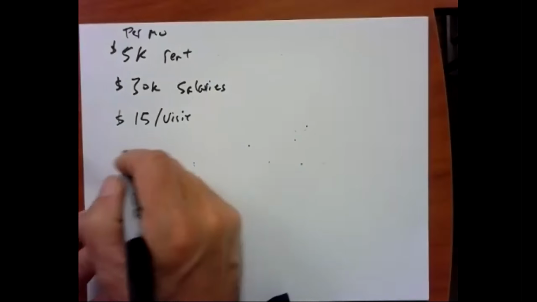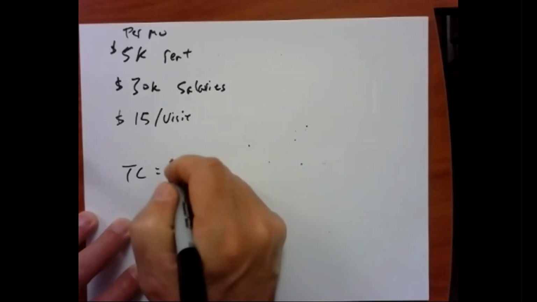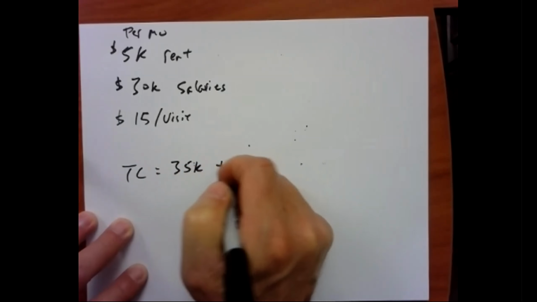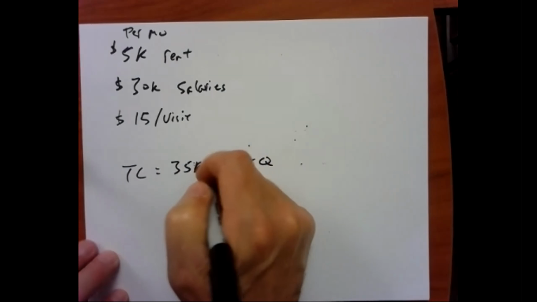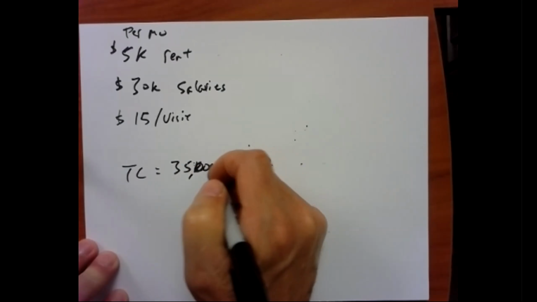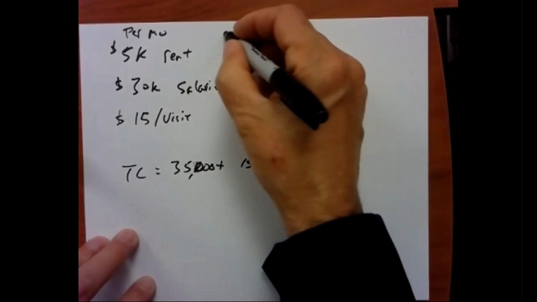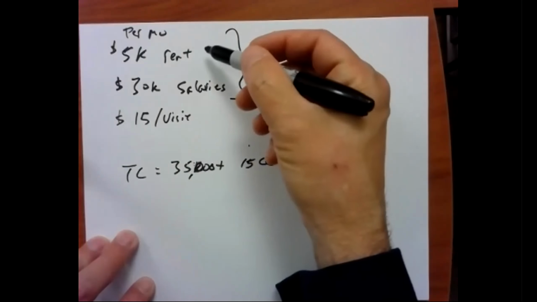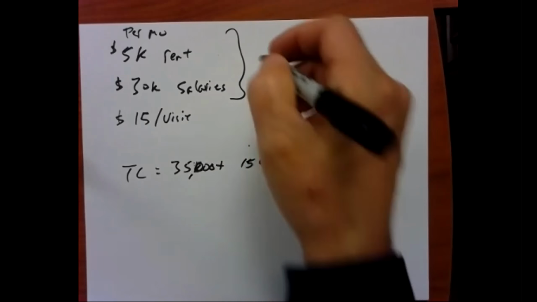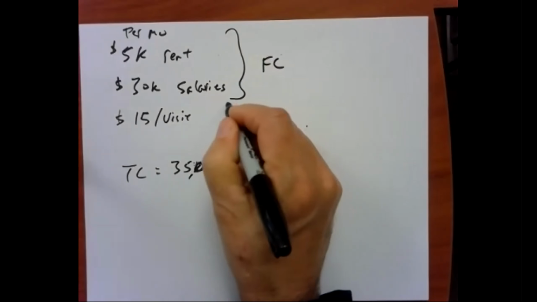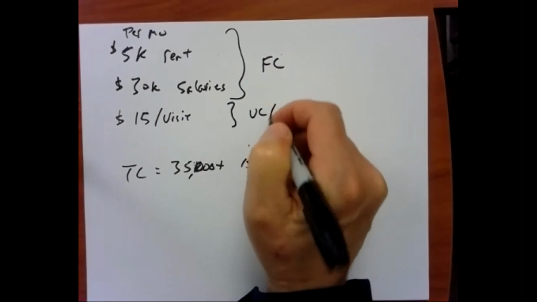Good. So Chloe says TC equals 35,000 plus 15Q. Good. Because the 5K in rent and the 30,000 in salaries is what kind of cost? Fixed cost, right? And then this represents our variable cost per unit.